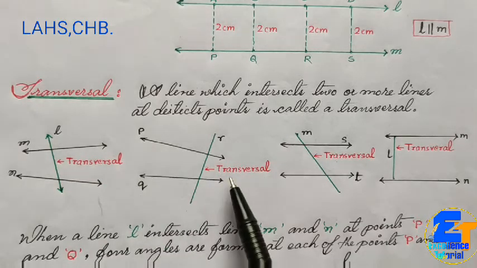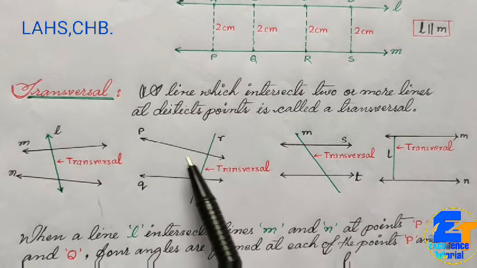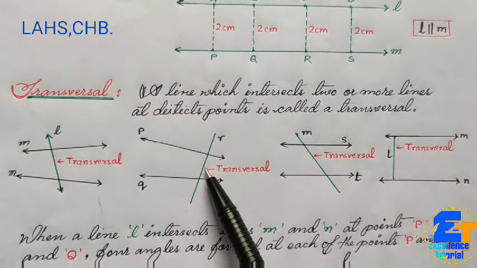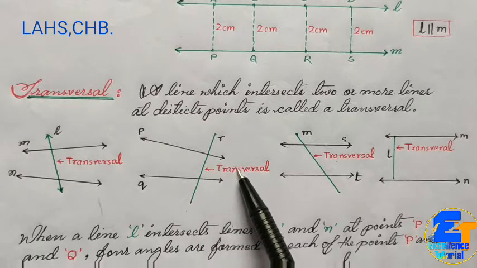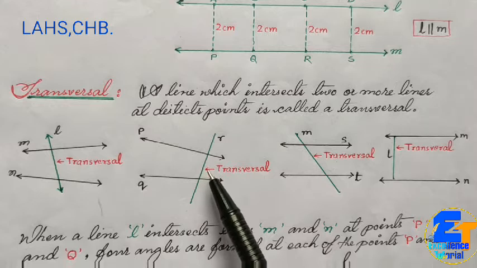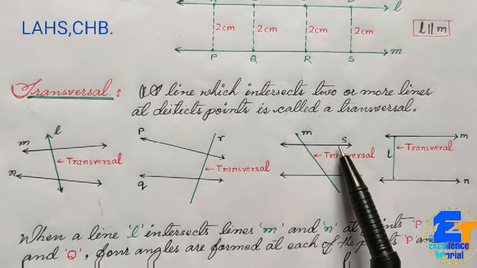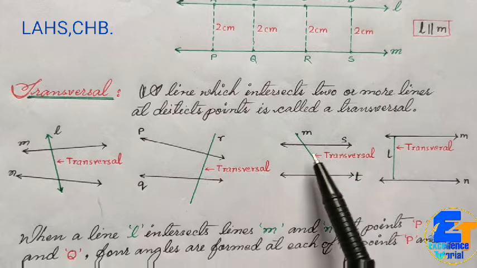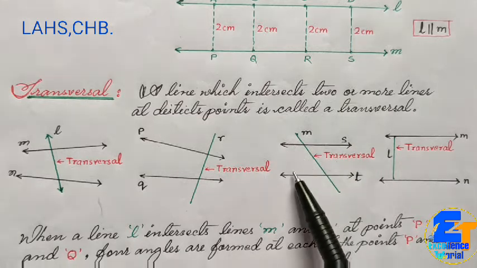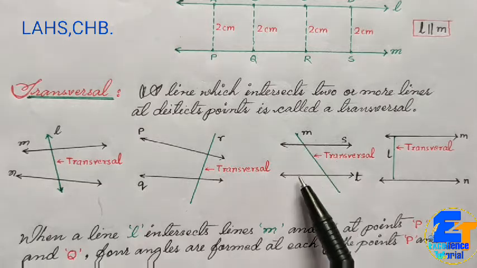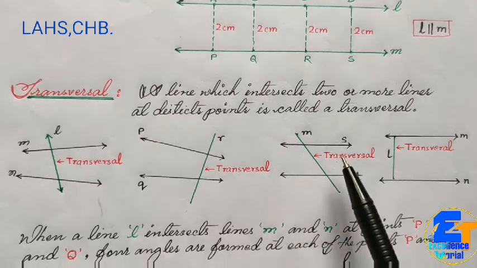In the same way, P and Q are two non-parallel lines, and these two non-parallel lines have been intersected by a third line R. So this green line R is called the transversal for this figure. In the same way, S and T, these two are parallel lines. Why are they parallel? Because the perpendicular distance between these two lines at every point is equal.